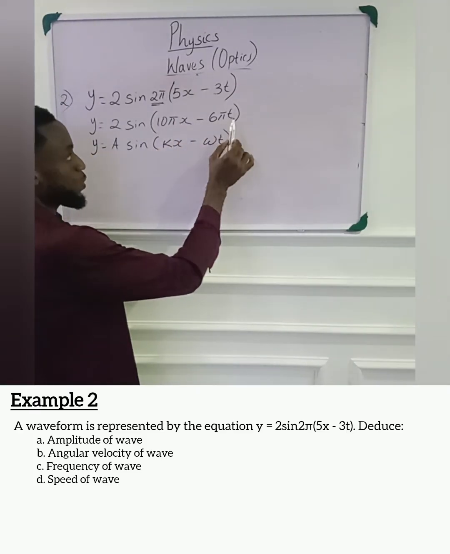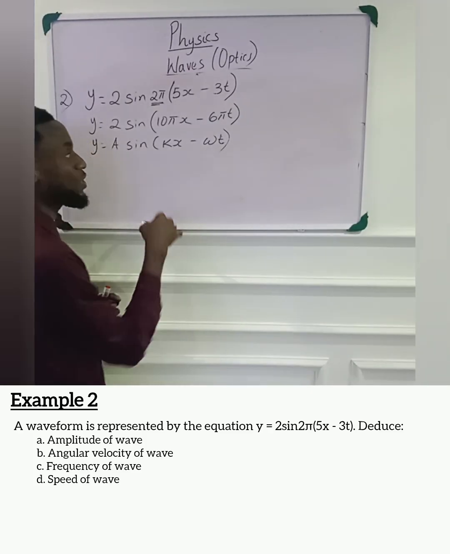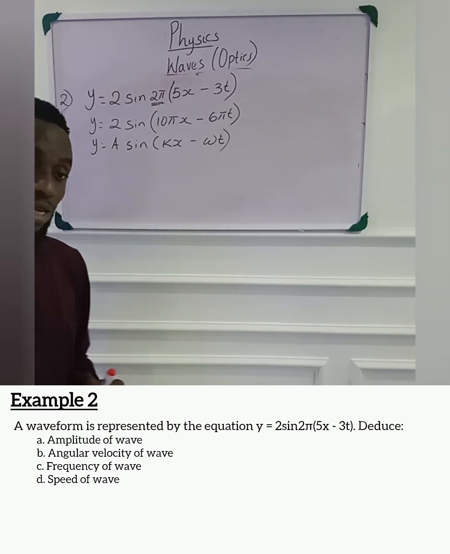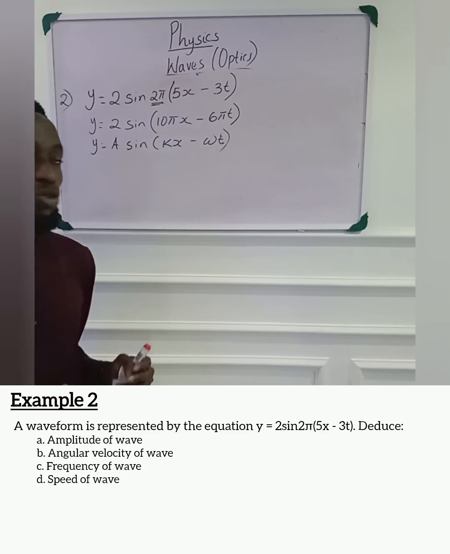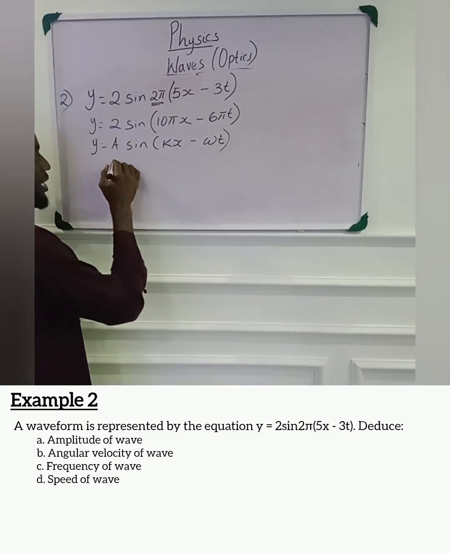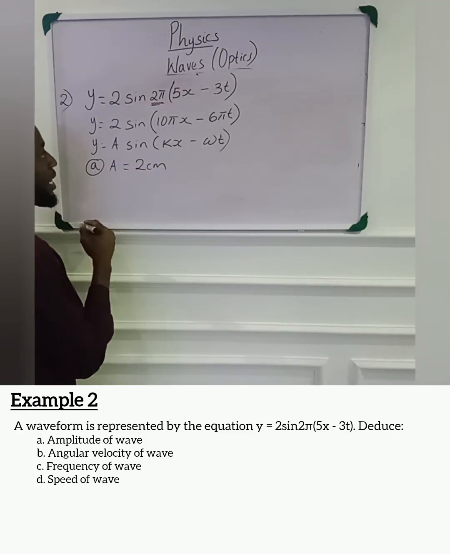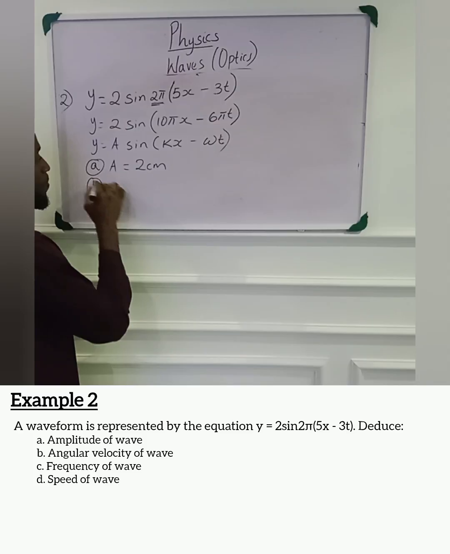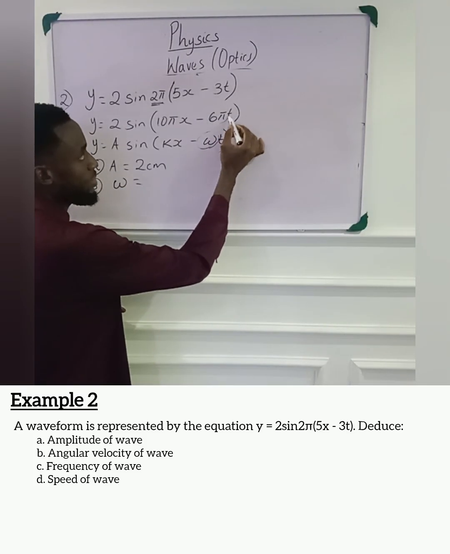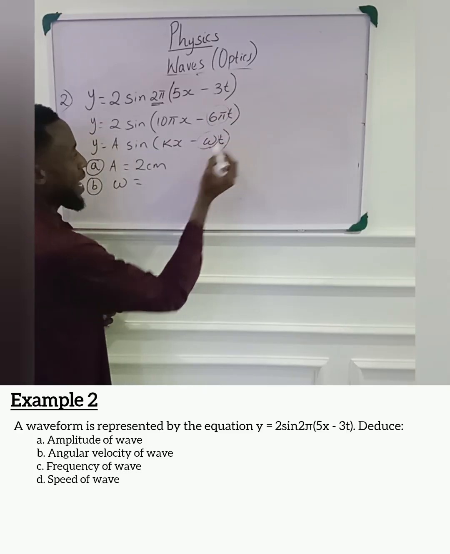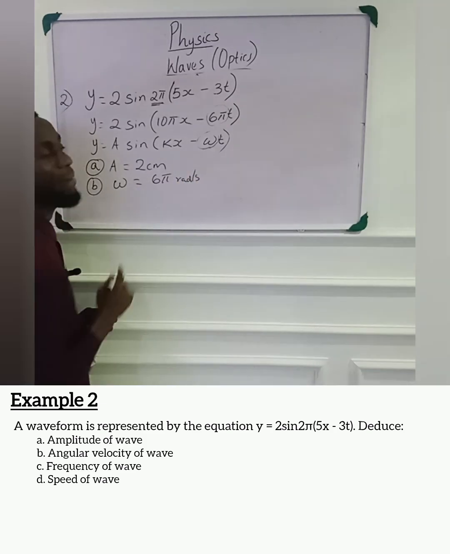So when you observe that x was written before that of t, you have to also change your standard one to become kx minus omega t instead of the usual omega t minus kx. Now it doesn't change anything. The information is still the same, except now it helps you solve better. So moving on, we can clearly see that the amplitude is 2 centimeters, and next is the angular velocity. We know angular velocity was everything attached to t, so everything here attached to t is 6 pi. So your angular velocity is 6 pi and the unit is radians per second.